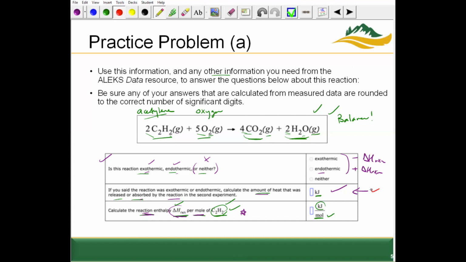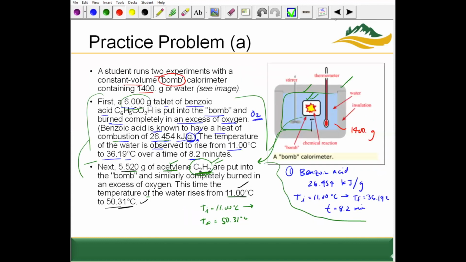So if we have how much heat was involved in the second reaction, and we need this though on a per mole of acetylene basis, we had this many grams of acetylene. We can use this gram amount to go into a mole amount and then calculate the delta H of reaction. I want to point out this extra piece of information here that's thrown into the question. It doesn't matter that it took place over 8.2 minutes.